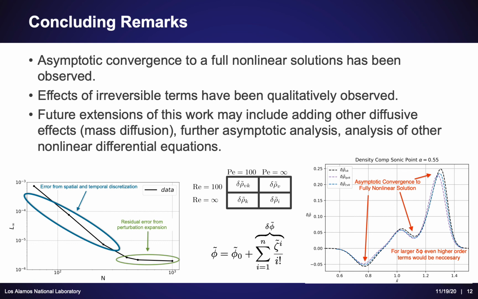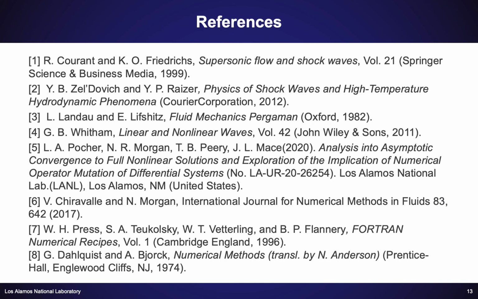Asymptotic convergence for varied solutions has been shown as well, and we may predict to what order a perturbative solution must be taken to obtain desired accuracy. Possible future avenues for this work may include different diffusive effects, and analysis of other differential equations to observe different behavior recovering various nonlinear effects.